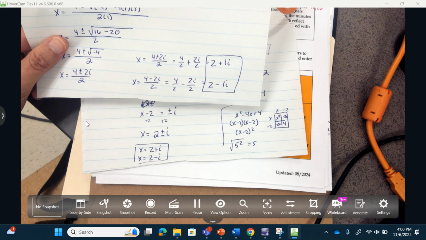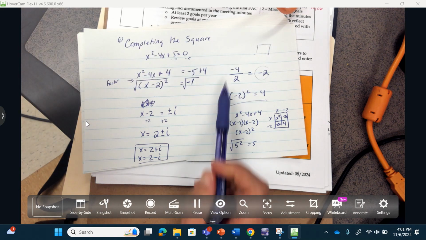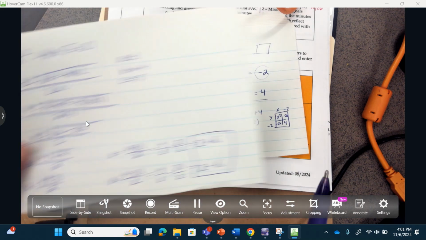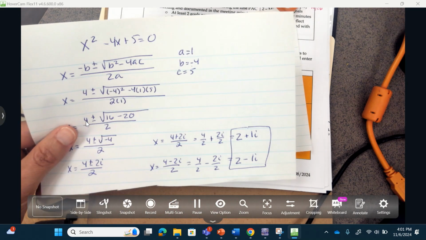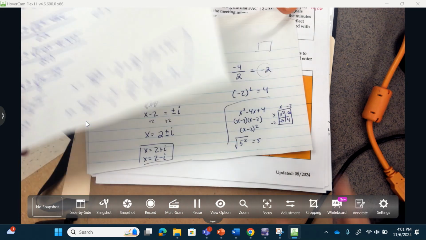So what I want to do now is take this process and complete it on a generic equation so that I can come up with a formula that will always work.